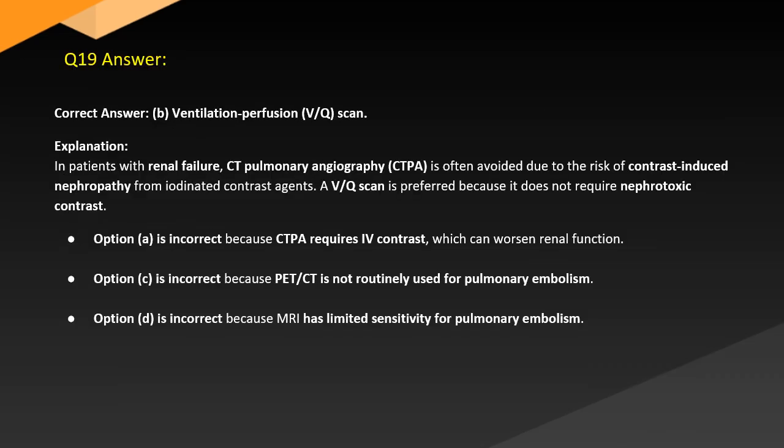Answer. Correct answer B. Ventilation perfusion (VQ) scan. Explanation. In patients with renal failure, CT pulmonary angiography (CTPA) is often avoided due to the risk of contrast-induced nephropathy from iodinated contrast agents. VQ is preferred because it does not require nephrotoxic contrast. Option A is incorrect because CTPA requires iodinated contrast, which can worsen renal function. Option C is incorrect because PET is not routinely used for pulmonary embolism. Option D is incorrect because MRI has limited sensitivity for pulmonary embolism.